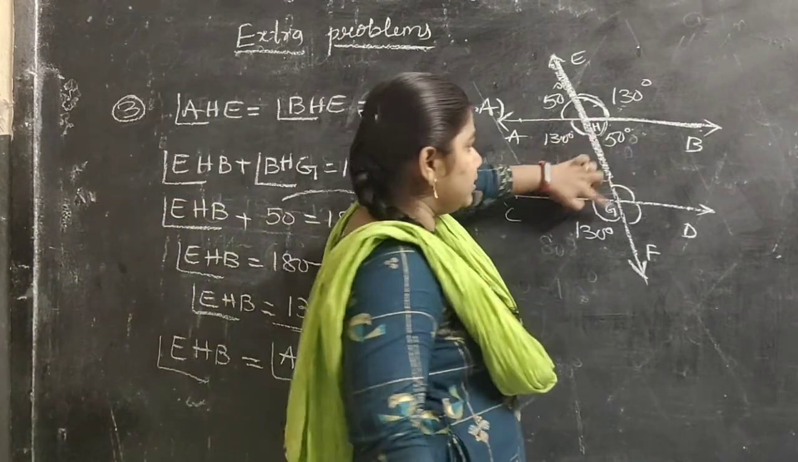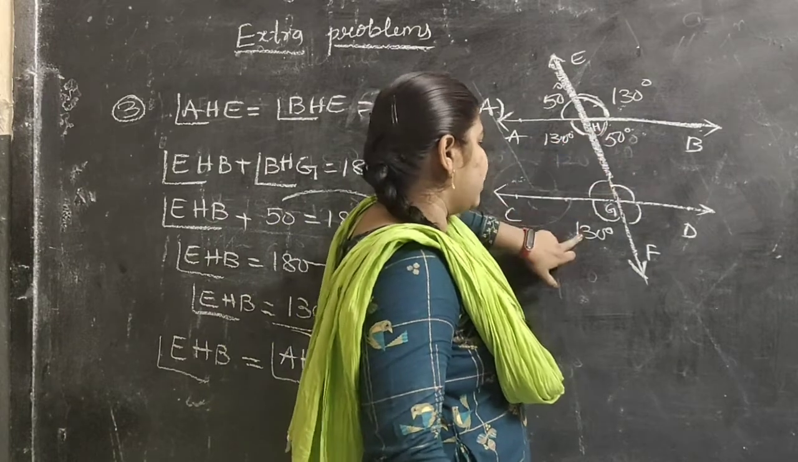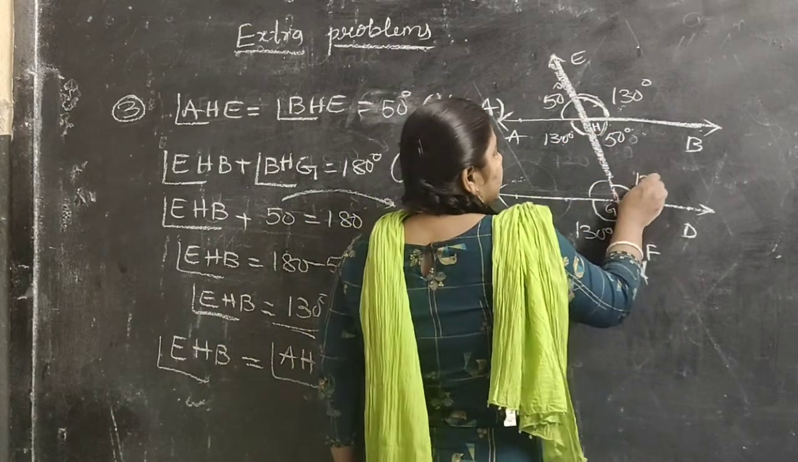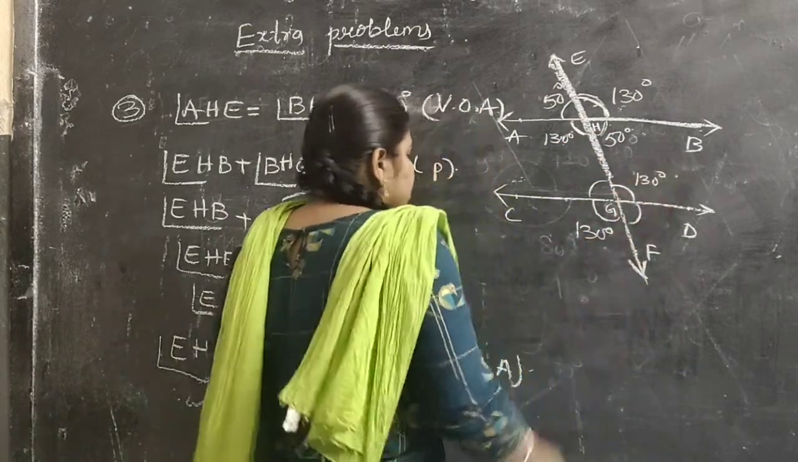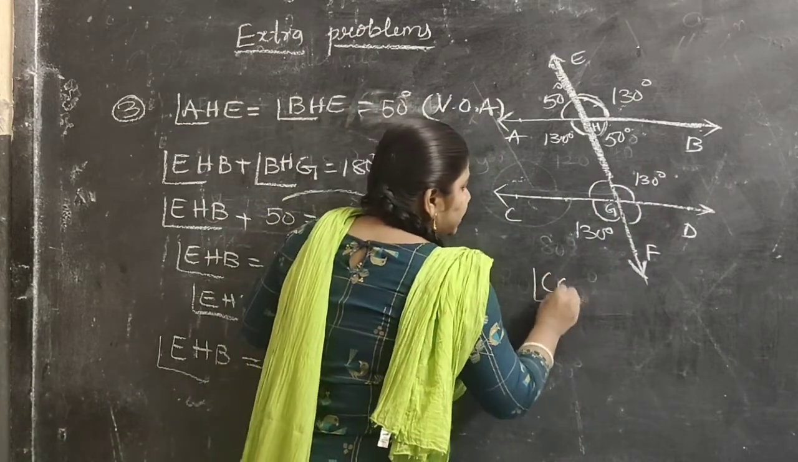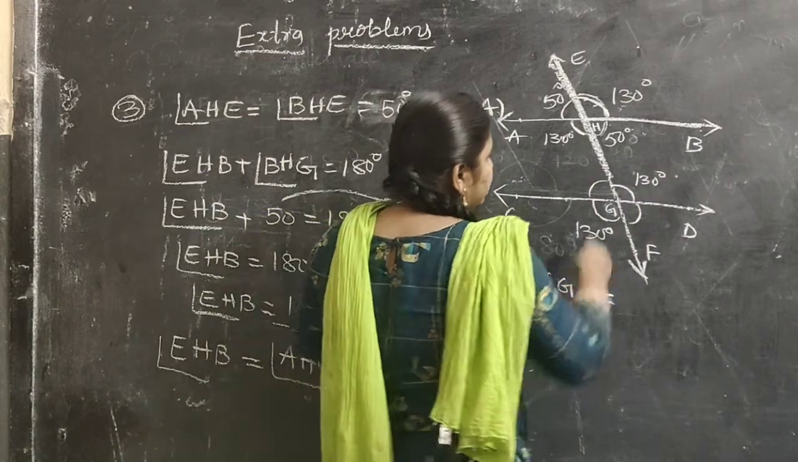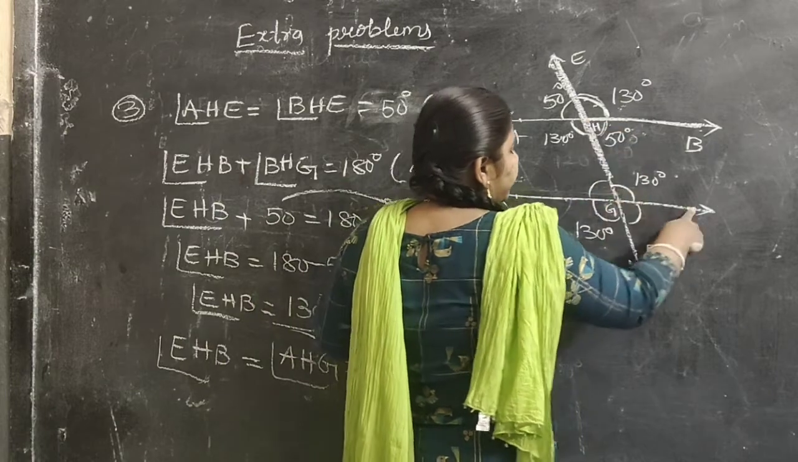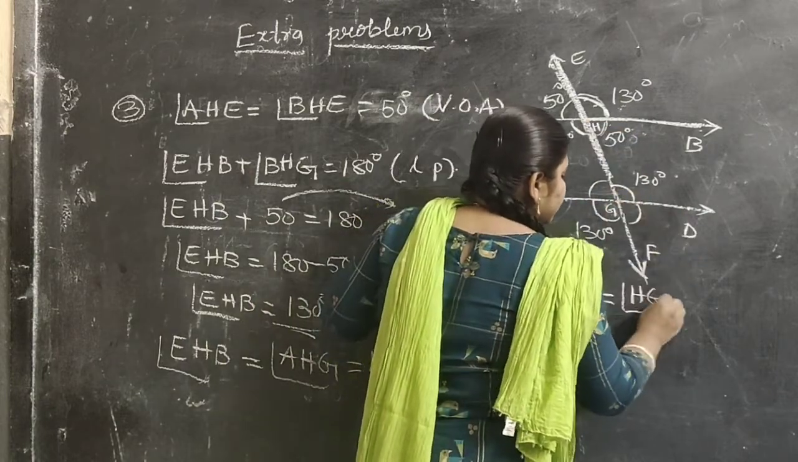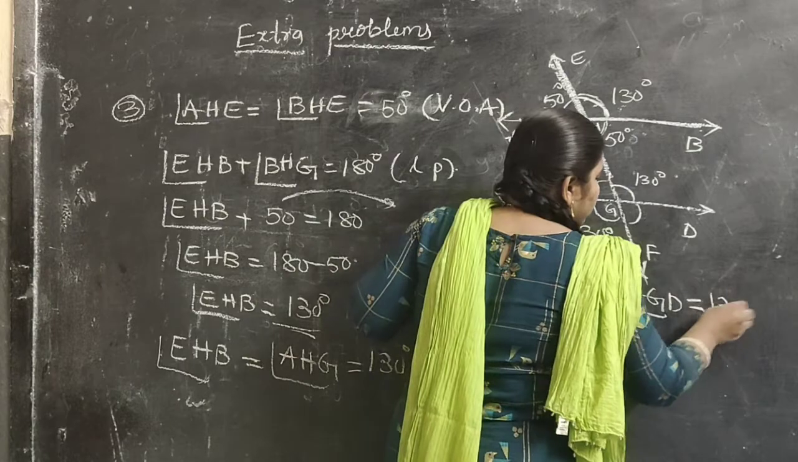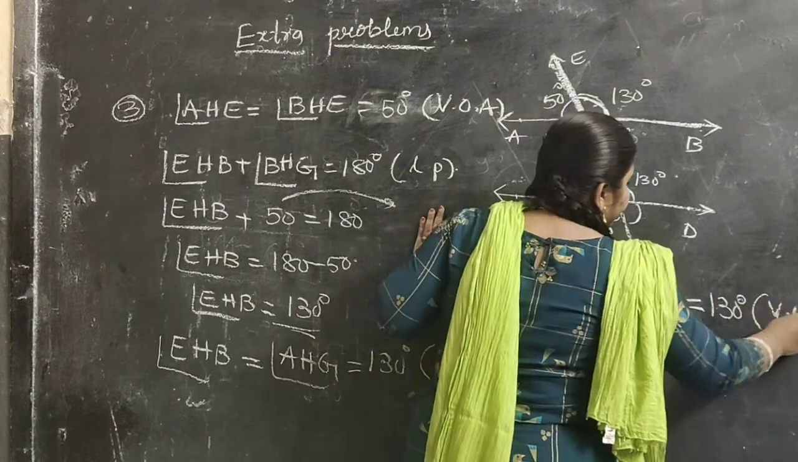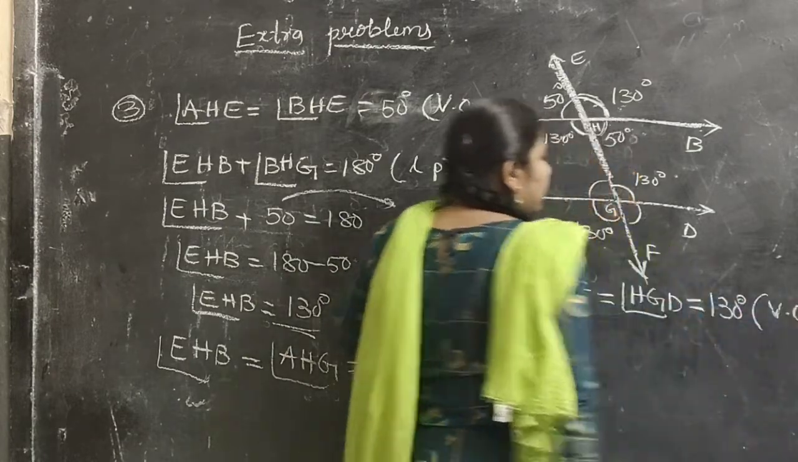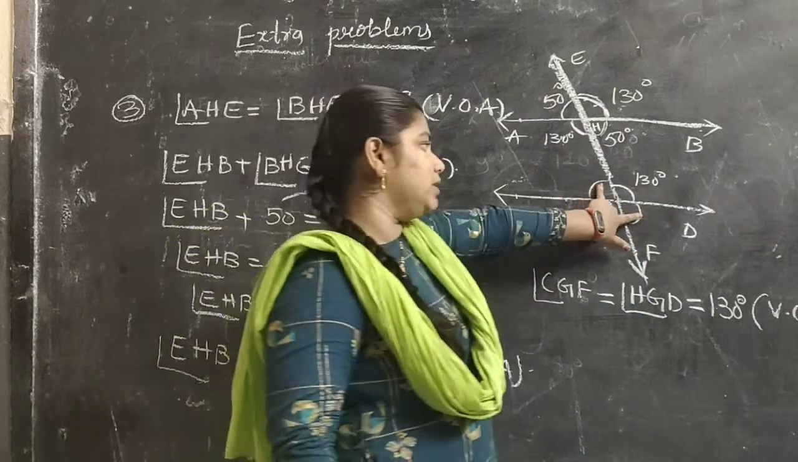So these two angles are vertically opposite angles. So this value and this value will be equal. So that will be 130 only. So we can write here angle CGF is equal to angle HGB is equal to 130 degrees because they are vertically opposite angles. Now what are the remaining angles? These two angles we have to find.